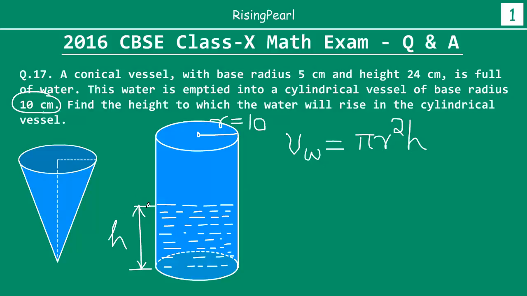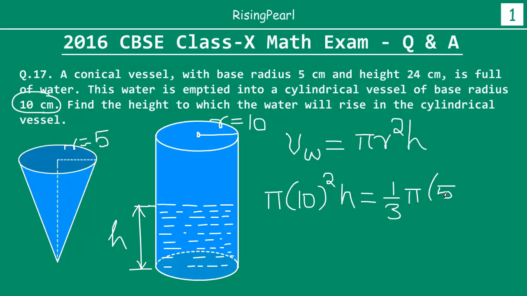Now this value must be equal to what we just found out for the volume of the cone, right? So in other words, instead of r, let's put 10: pi times 10 squared times h must be equal to 1 by 3 pi r squared, where r here is 5, squared, times height, which is 24, as we just saw, right? If we solve this, we will be able to find the value of h, which is what we need to do. So pi and pi will cancel out.